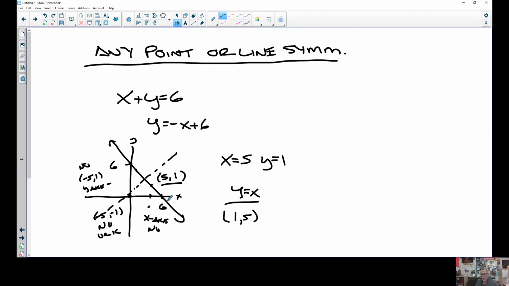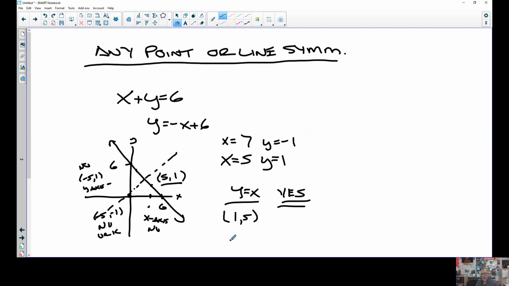So let's try a -1. If we go to 7, -1, right? I'm just grabbing points. 7, -1 is on this graph, so -1, 7 is on this graph. Absolutely. So does this have y equals x symmetry? What do you think? I would say yes. It has y equals x symmetry.